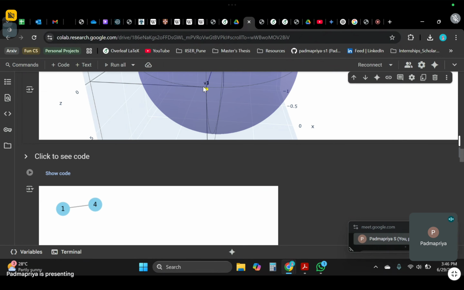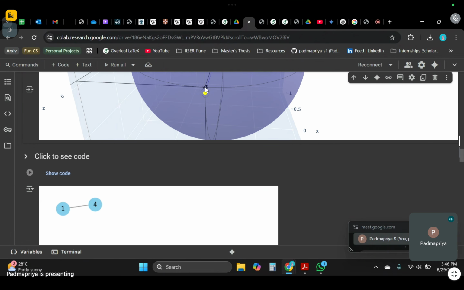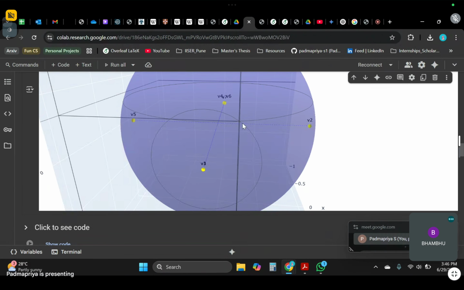I don't know whether it's clear, but can you lower your screen a little bit? Like the sphere part. Oh, sorry. Up. Yes. Now it is.